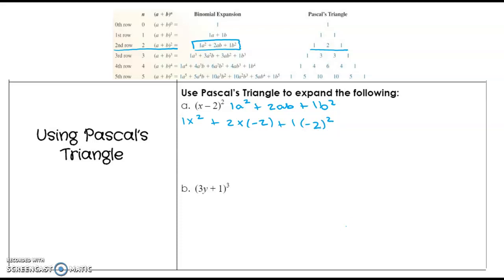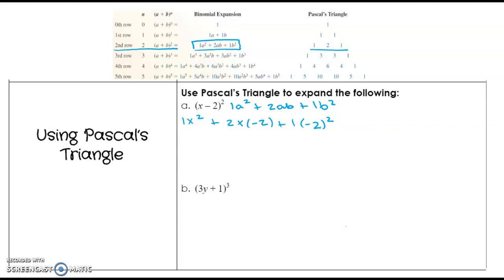All right, so I just wanted to remind you, whenever we are substituting in values, make sure that if you have a negative number, you're putting it in parentheses, because that term is negative. So make sure that you keep the negative with the number. So let's simplify this even further.